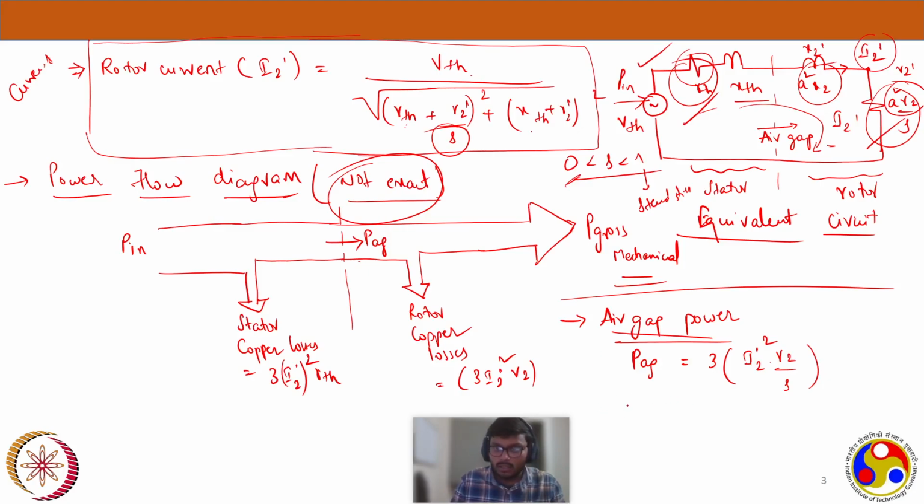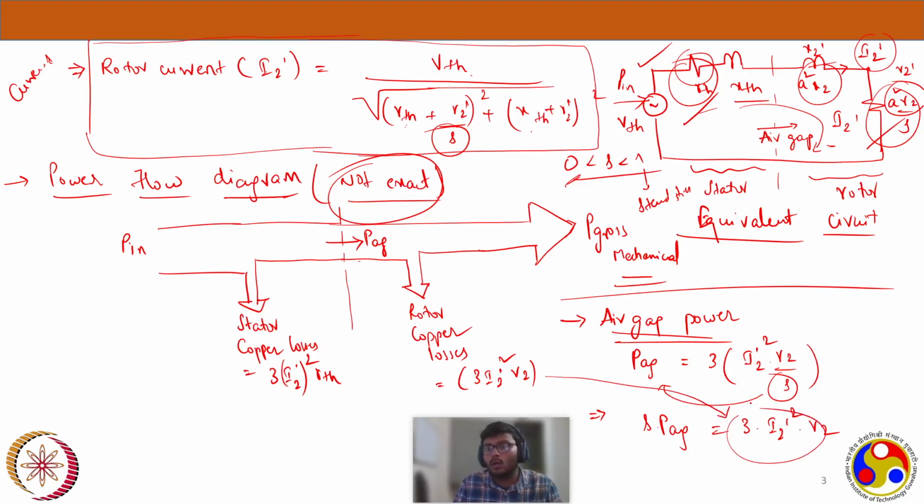Now, I will do some small modifications here. There is slip on this side. I will take slip to this side, S into PAG. What you will be left with? 3 I2 dash square into R2. But if you observe this expression, 3 I2 dash square R2 is nothing but the rotor copper losses. So now you can write, rotor copper losses is equal to S into PAG. That is a relation you have derived from this air gap power expression.